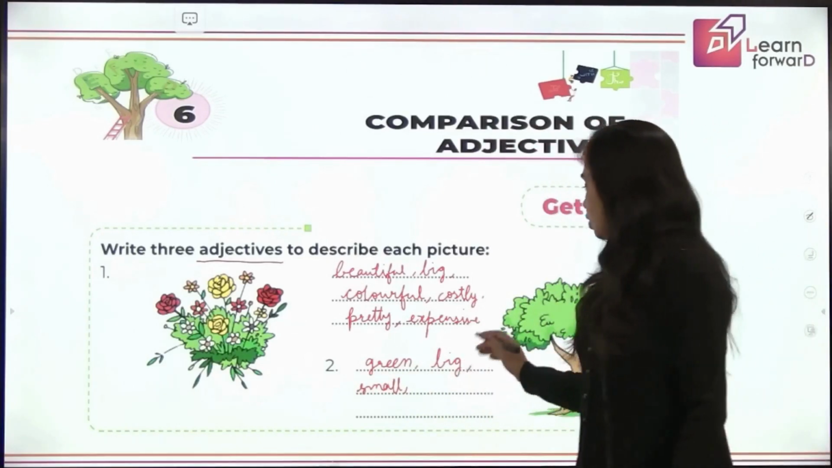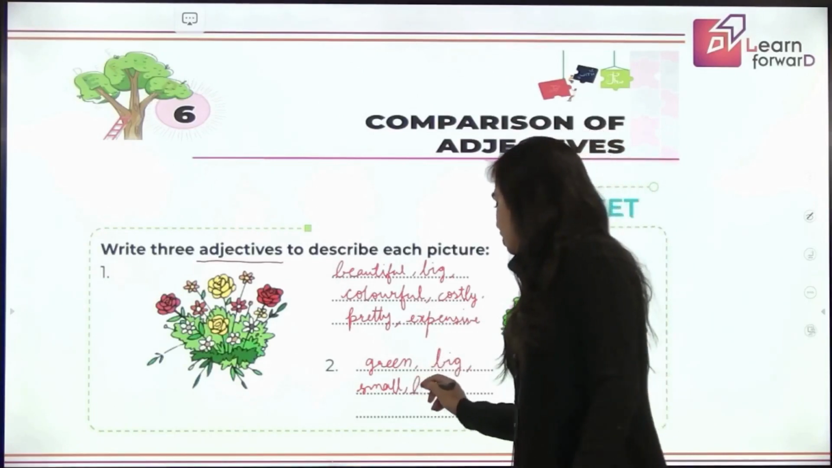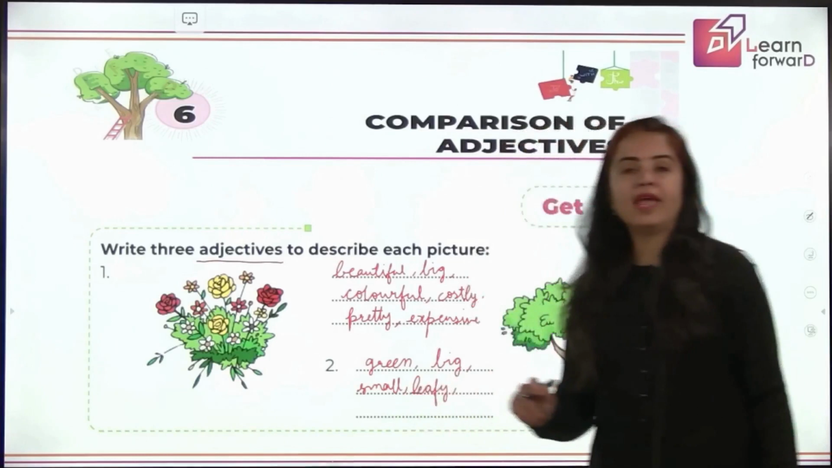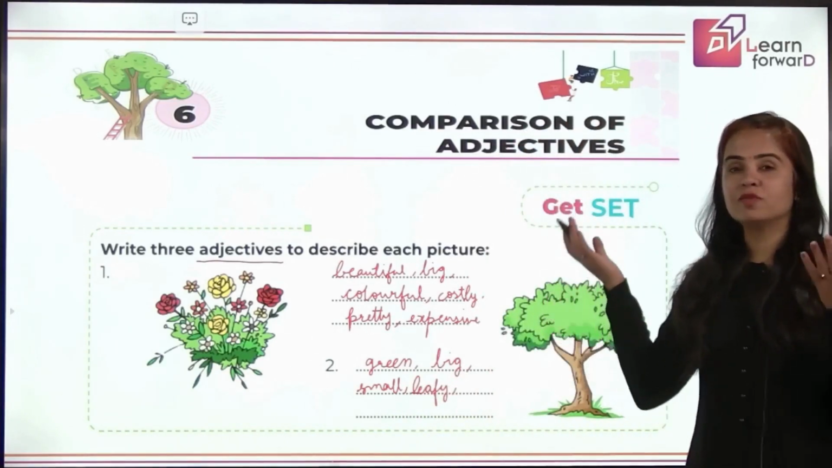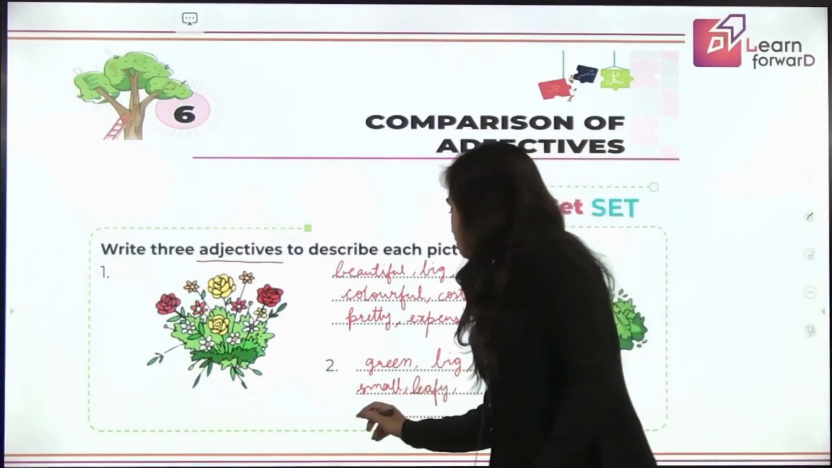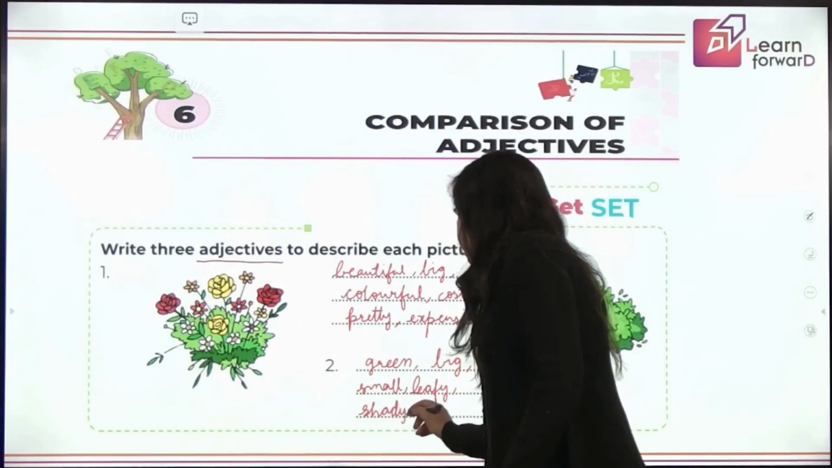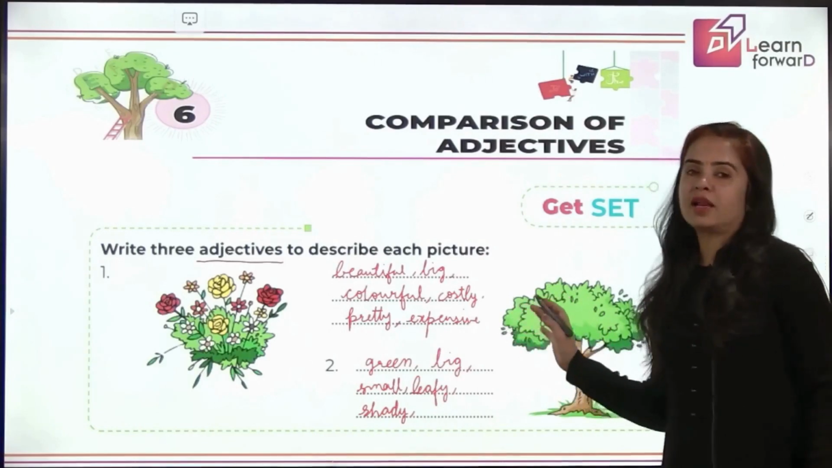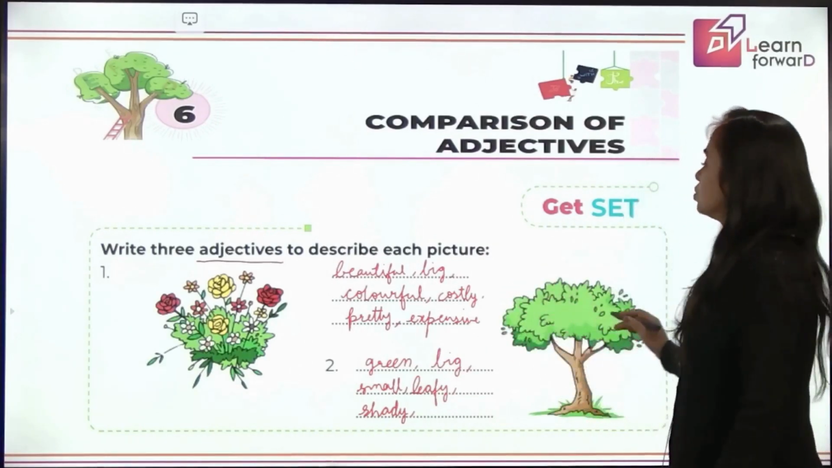Okay, so what do you see here? So many leaves. So you are saying it is leafy. Okay. What else? I can see it is shady because when you sit under it, it's so big that it gives you shade. So I'll say shady. So there are many words that you can use to describe this tree also.